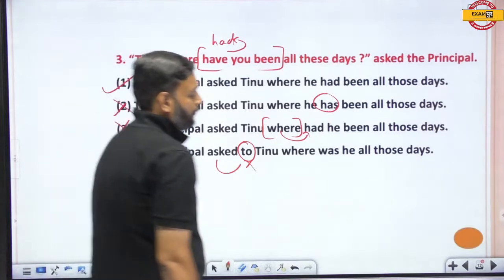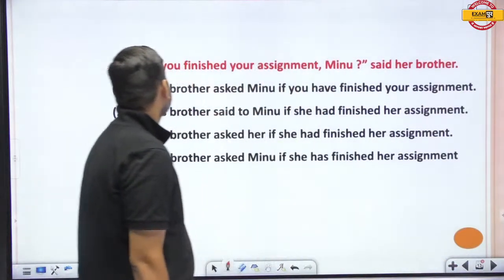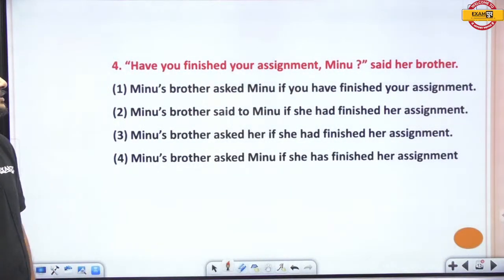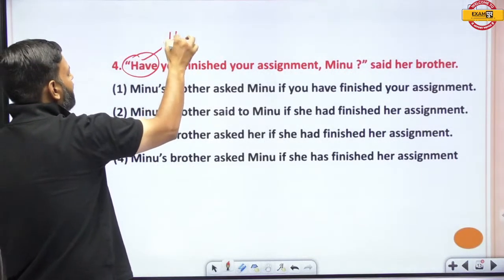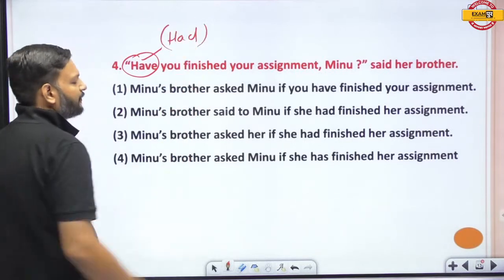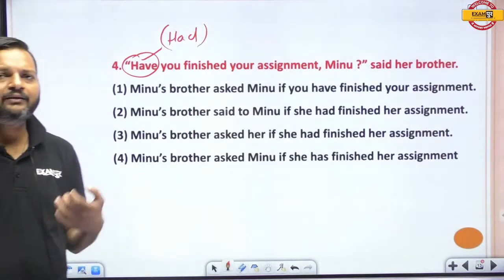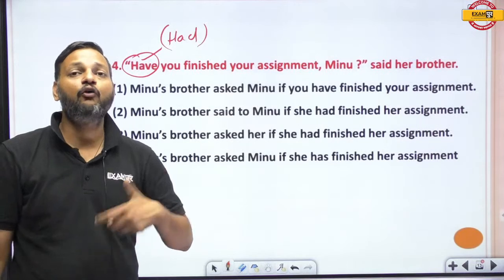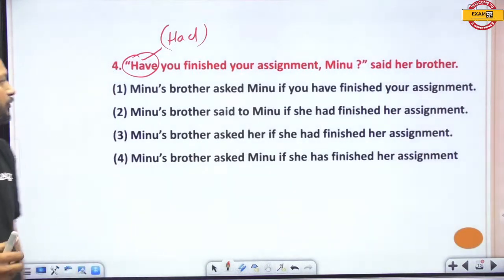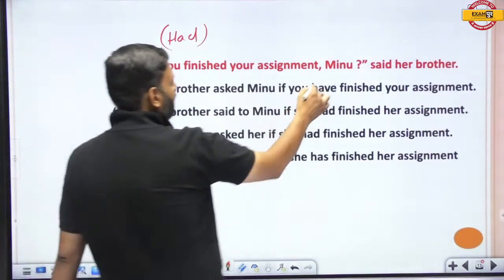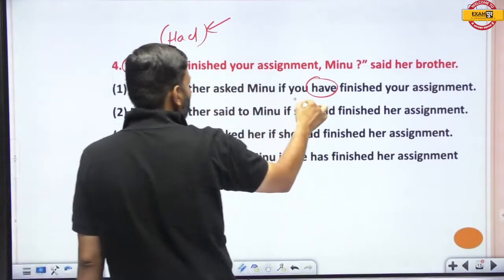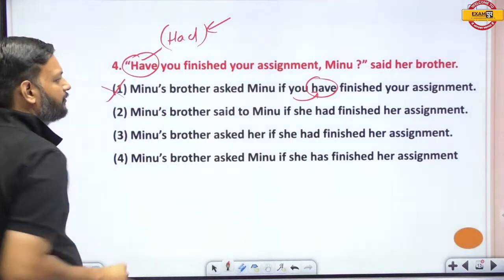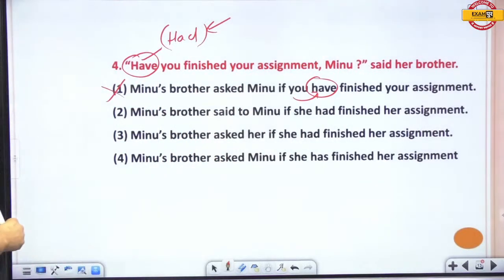Okay. Now the next one. Have you finished your assignment, Minu? So start from here. We have. In indirect we have to look for had. If we have in the direct sentence, we have to look for had in its options. So here we have have. Eliminate this.